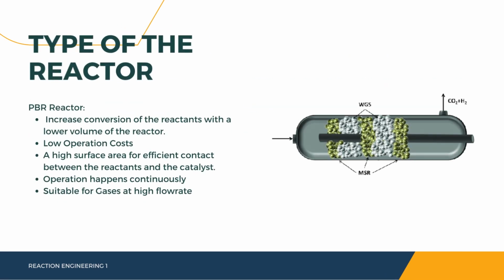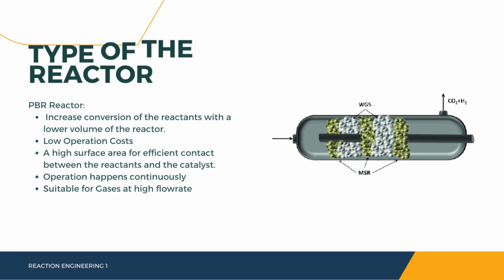Next, for the type of reactor, the packed bed reactor, which is PBR, is widely used for the SMR process. This is because it requires small volume to achieve high conversion, and it is also low in operation cost. It requires a high surface area for efficient contact between the gas reactants and solid catalyst, and it operates continuously. Since the reactants are in gaseous state, PBR is suitable for this process.